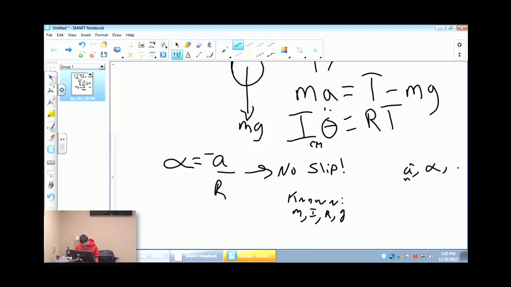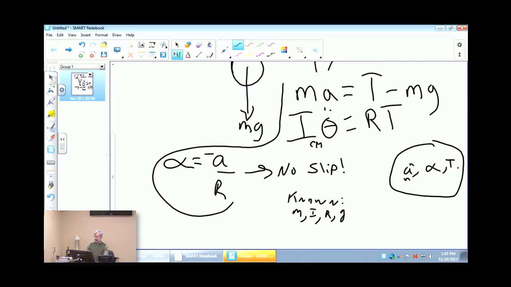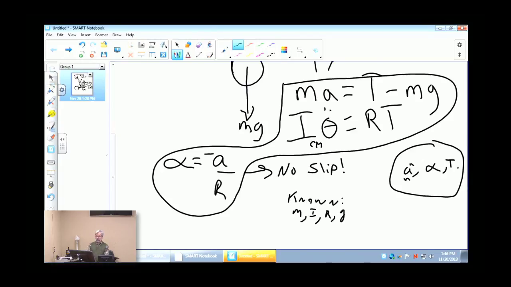Okay. Good. Mr. Jackson, are you available, please? How do we get started here? He noted that we have three unknowns. How many equations do we have? Actually three equations. And I'm going to rewrite this one in terms of alpha, because we may confuse ourselves having two symbols, alpha and theta double dot.